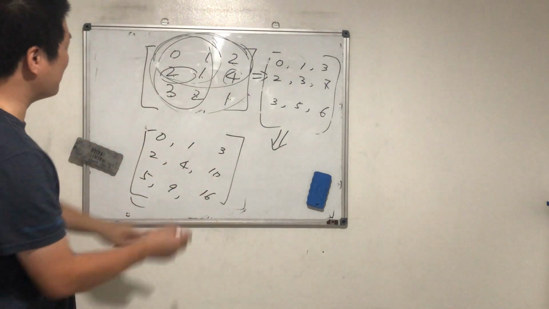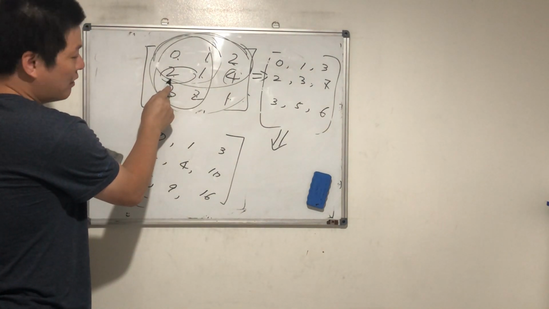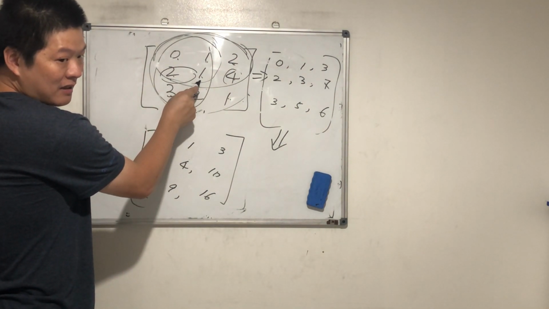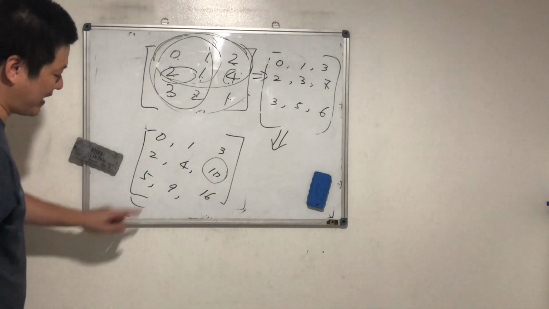Is 10 the same? Okay, look. 0 plus 1 plus 2, 3 plus 2, 5 plus 1, 6 plus 4, 10. Yeah, you see? We got this correct. Let's check this again.